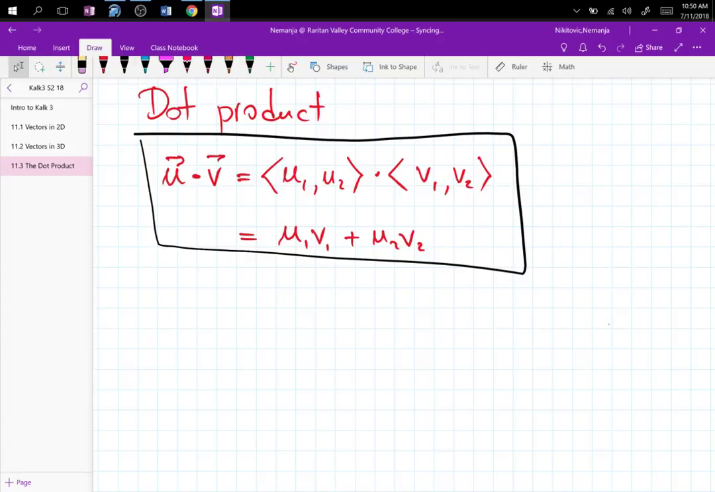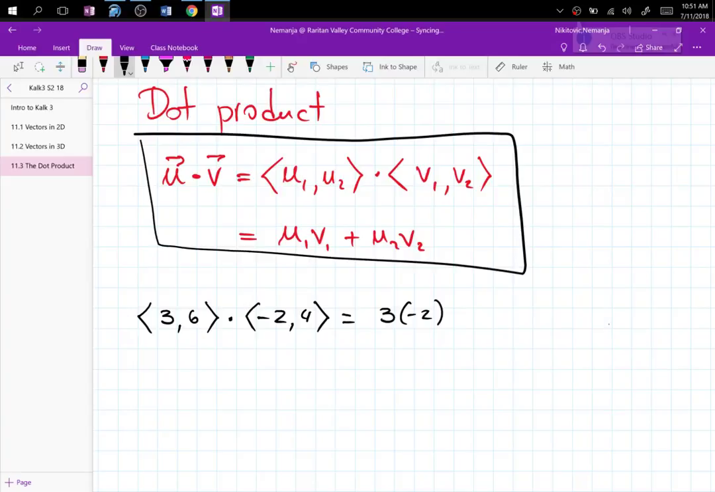To multiply 2 vectors. Patience, young Padawans. So we have 3 times negative 2 plus 6 times 4 per the definition up there. Negative 6 plus 24 is positive 18. So as we multiply 2 two-dimensional vectors, in this case 3, 6, and negative 2, 4, the dot product of these 2 vectors is 18.